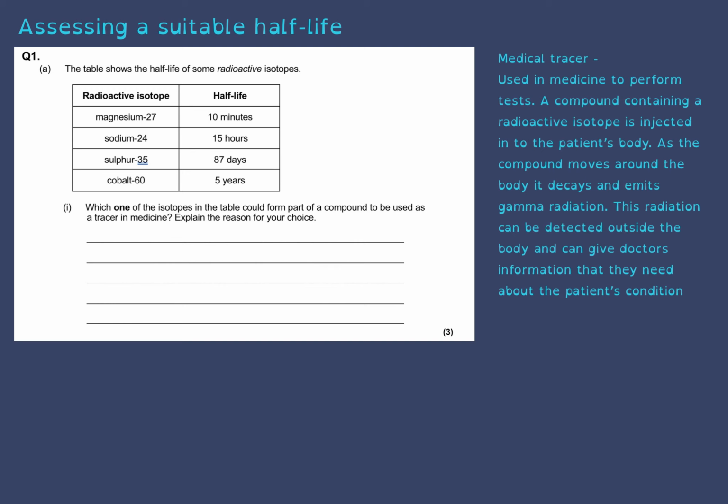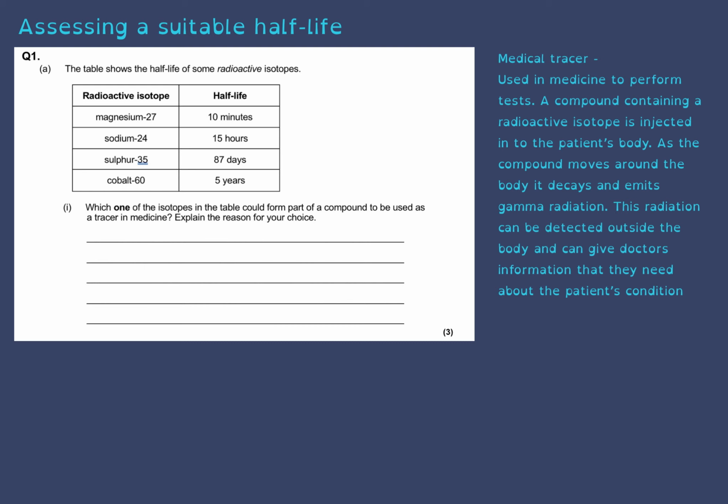A medical tracer is used in medicine to perform tests. A compound containing a radioactive isotope is injected into the patient's body. As the compound moves around the body, it decays and emits gamma radiation. This radiation can be detected outside the body and can give doctors information that they need about the patient's condition. So we need to use that information and look at the suitability of these different half-lives.